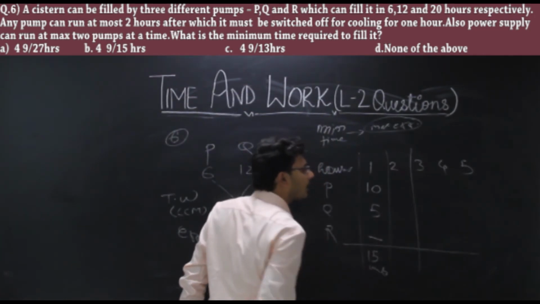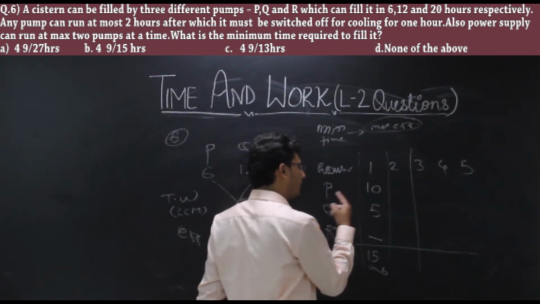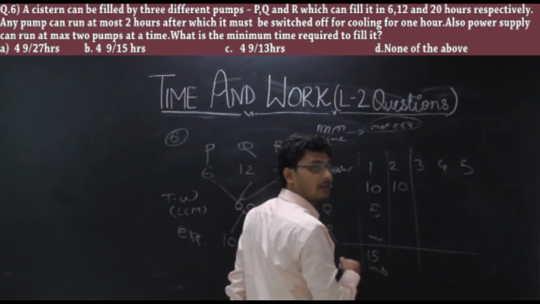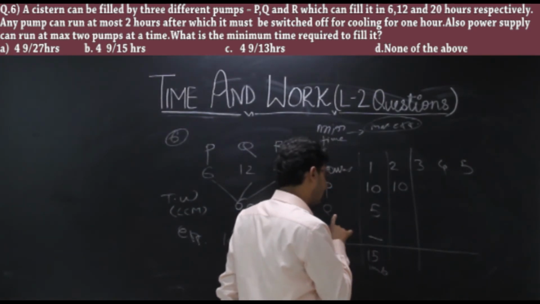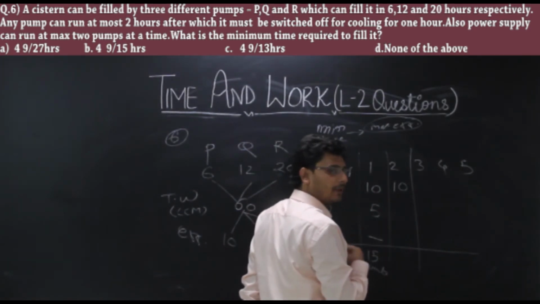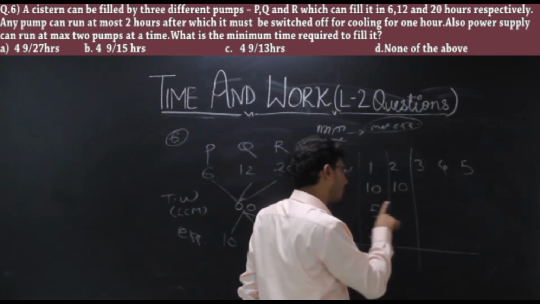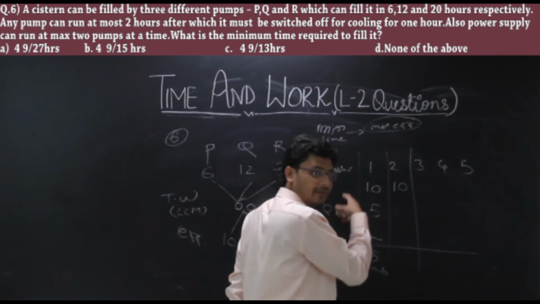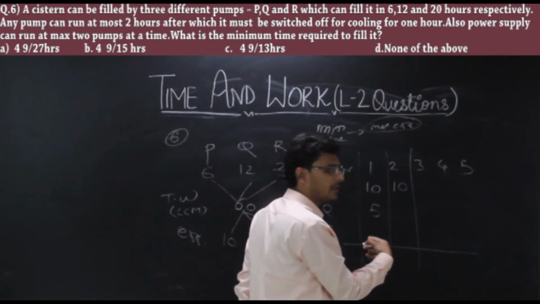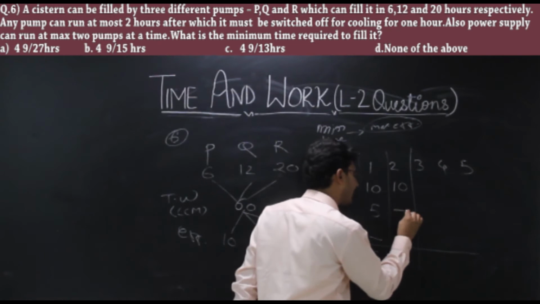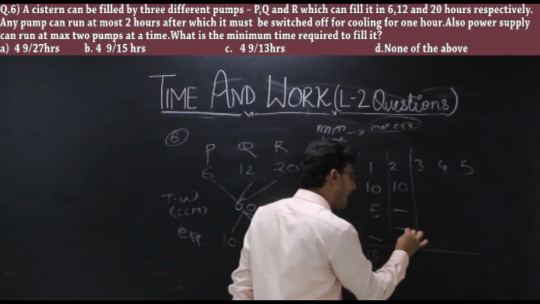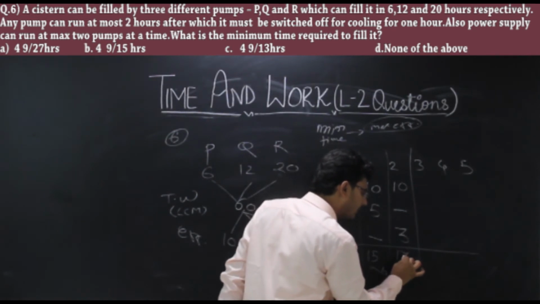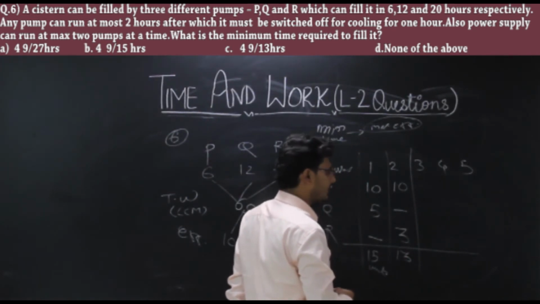Now in the second hour, obviously the most efficient, I'll make P run for 1 hour. So he will do 10 units of work. But I'll not allow Q to work for the second hour, because if I allow Q also to run for the second hour, then in the third hour I need to give rest to both of them. That will lead to a loss for me. So I'll allow Q to rest and I'll take R to run. So in the second hour the total work done will be 13 units.